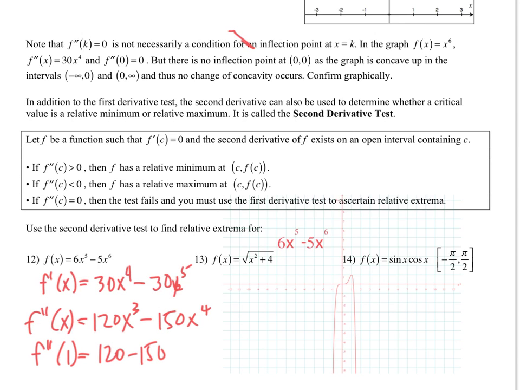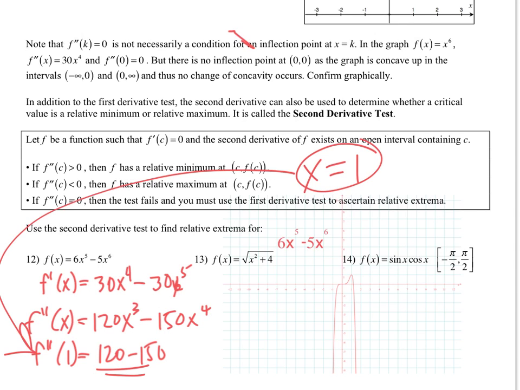Let's say I want to check to see if there is a relative max or min at x equals 1. I just arbitrarily picked x equals 1. Since I have the second derivative here, I can plug 1 into the second derivative, and I find that it's equal to negative 30, and it's negative. So since f double prime of 1 is a negative number, I have a relative maximum. It feels kind of backwards. Since f double prime is negative, I have a relative maximum at 1.